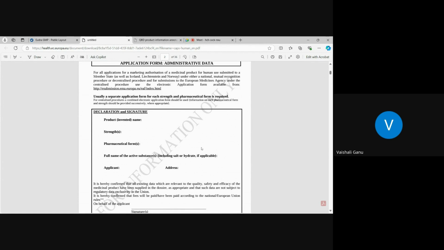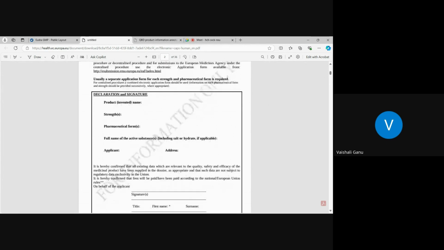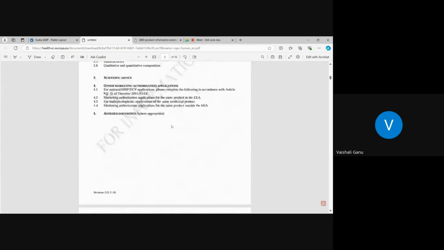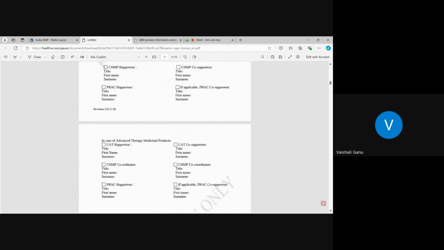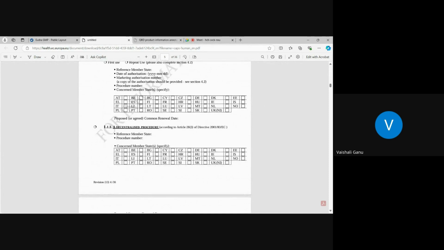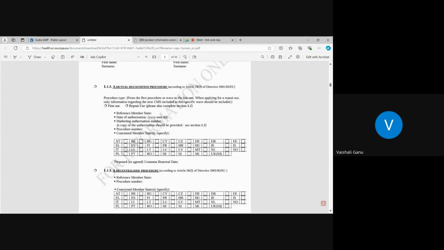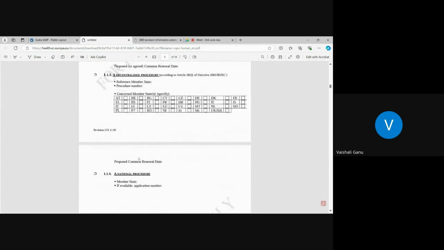They would anticipate us to declare who the marketing authorization holder is, where it is based, and what particular procedure you are applying for. Is it a centralized procedure? Is it mutual recognition? Is it a decentralized procedure? You would pick the relevant agencies you want to apply to. So these are country codes. Regulatory experts are expected to know what AT, BE, and BG stand for.